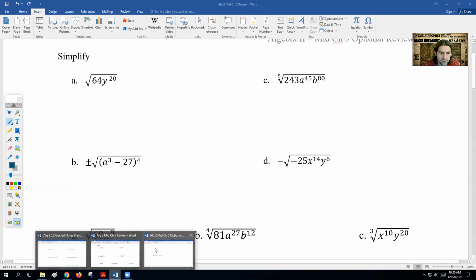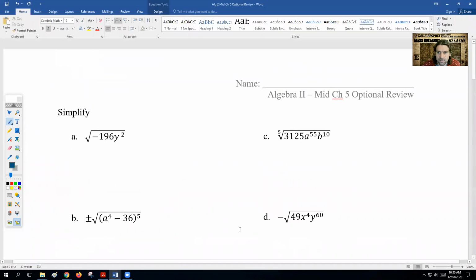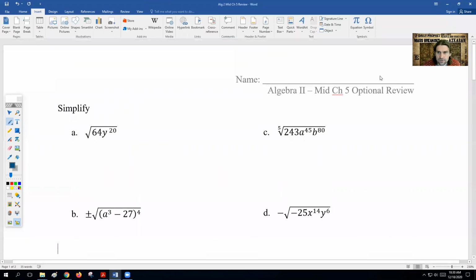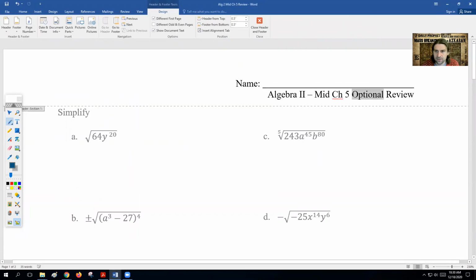Let me make sure I got the right one on here. This one says optional review. And I've just noticed that the actual review says optional review, so I'm going to change that right now.